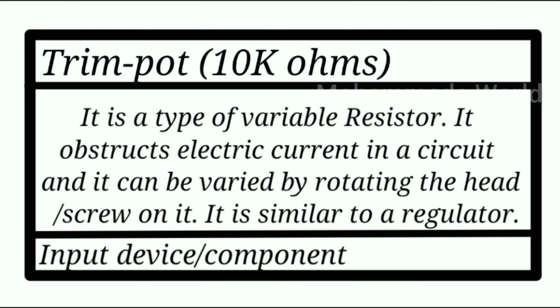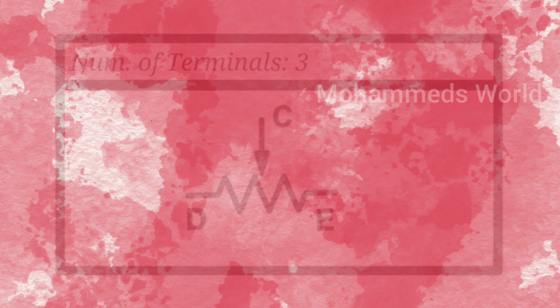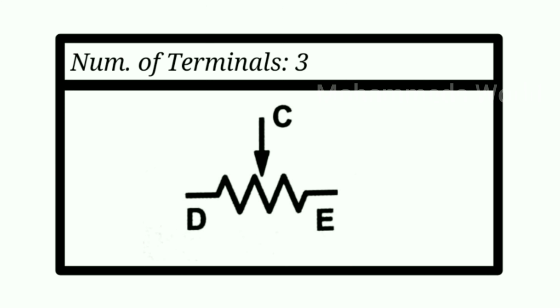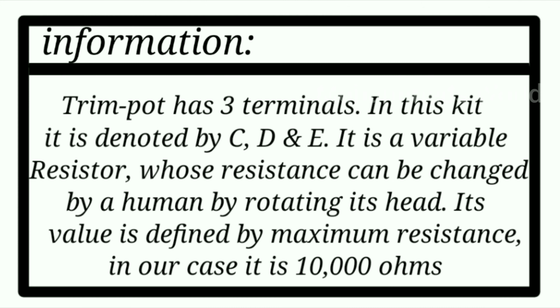Trim pot 10 kilo ohms. It is a type of variable resistor. It obstructs electrical current in a circuit and it can be varied by rotating the head screw on it. It is similar to a regulator. Input device and component. Trim pot has three terminals. Information. Trim pot has three terminals in this kit. They are denoted by C, D and E.